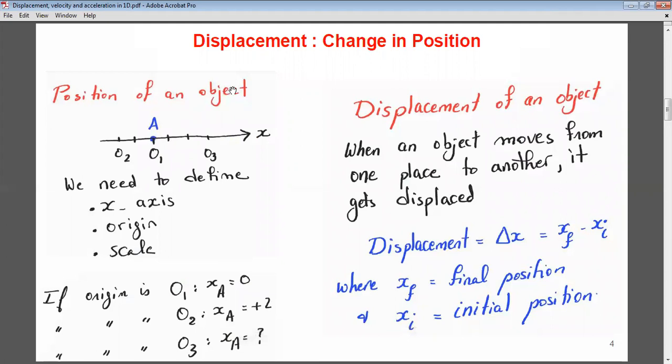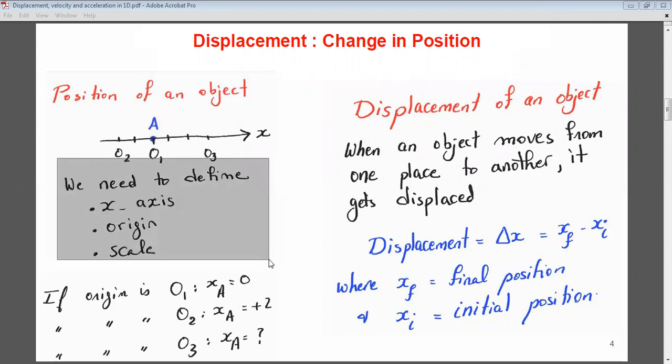Position of an object. Take an object found at point A. Let's consider an object located at point A, over here. If I ask, what is the position of point A? It's just a point on this screen. In order to say where exactly the point is, I need to define a few things. One of the things I need to define is an axis, to say that this point is along this axis. In this case, I called it an x-axis.